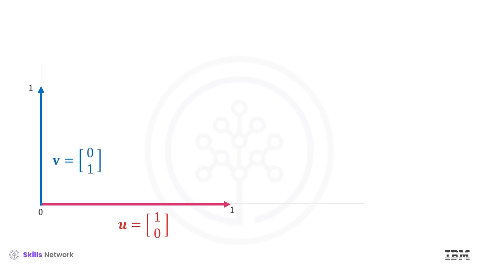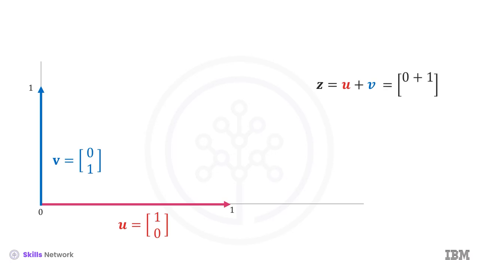We represent the second vector in blue. The first component is 0. Therefore, the arrow does not point in the horizontal direction. The second component is 1. As a result, the vector points in the vertical direction 1 unit. When we add the vectors u and v, we get the new vector z.